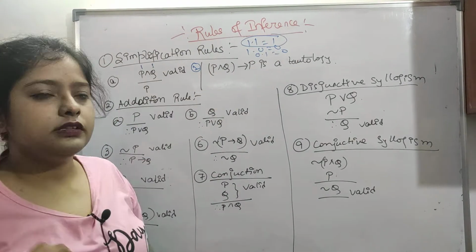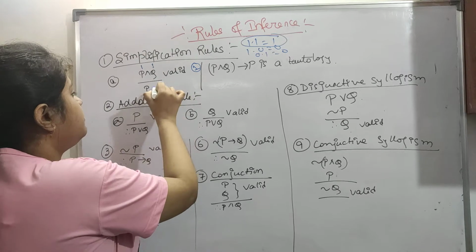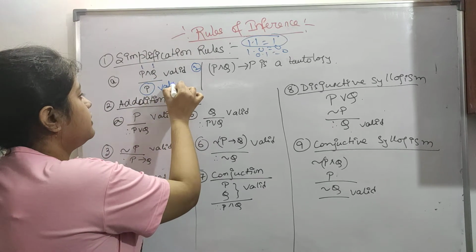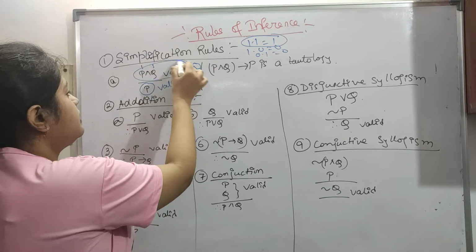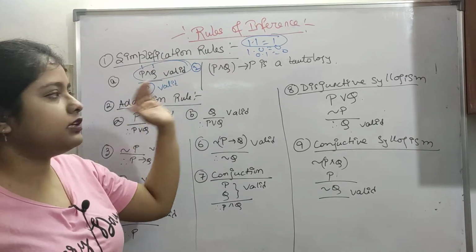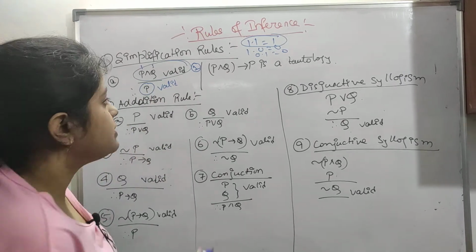1 into 1 is 1. So P and Q both values have to be 1, and then only P will be valid. This is our given part: P into Q is valid, which means P is also valid and Q is also valid. Therefore P is also valid here.